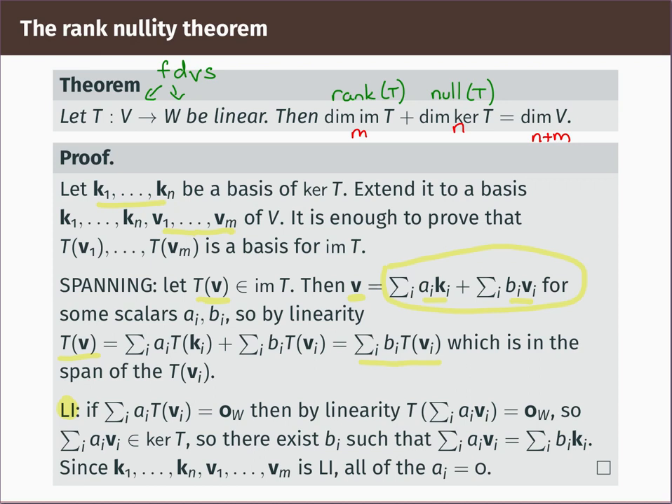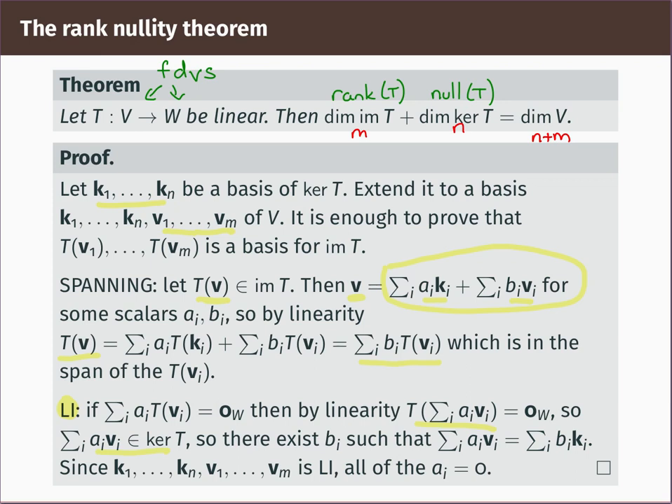So let's suppose that we have a linear combination of the T of vi's equal to the 0 vector in W, and then we have to prove that actually all those coefficients, a1 up to am, must be equal to 0. Again, we're going to use linearity. This linear combination, sum over i of ai T of vi, is equal to T of the sum of the ai vi's. That's just an application of the extra comment about linearity we made on the last slide. And that's telling you that the sum of the ai vi's is an element of the kernel of T, like it says here.